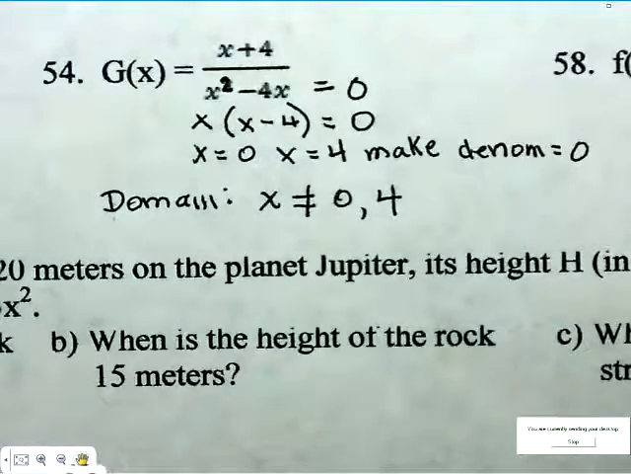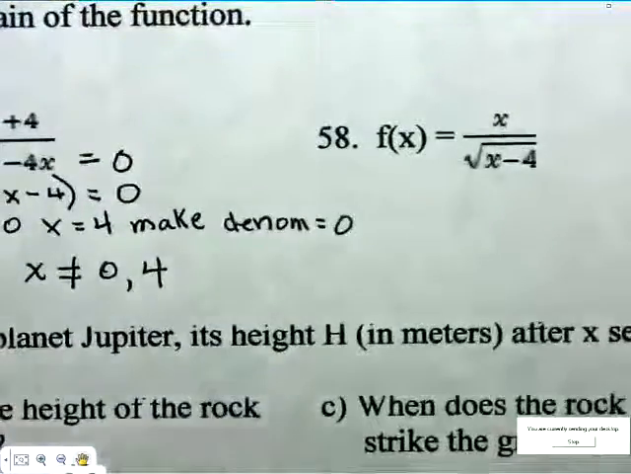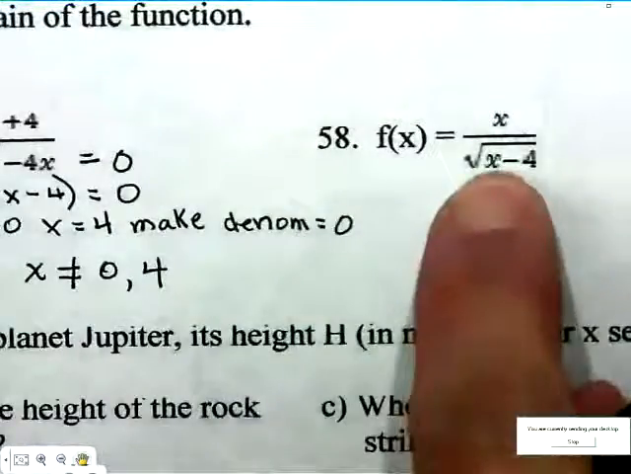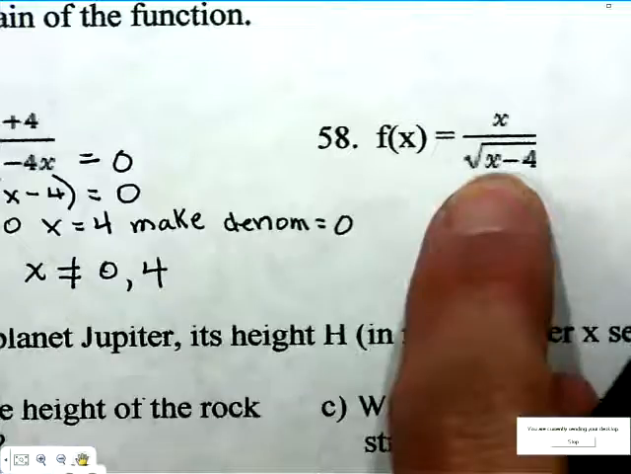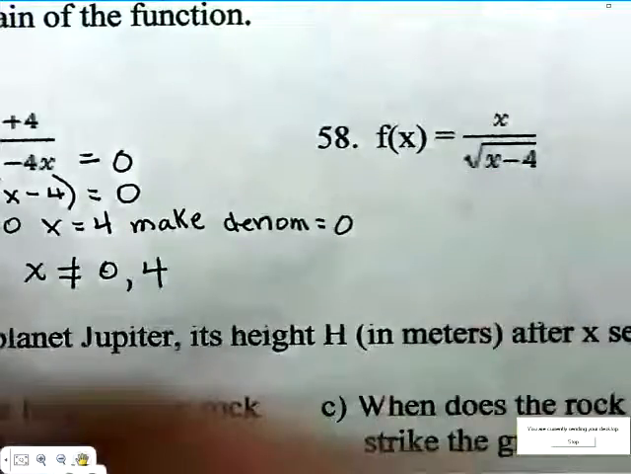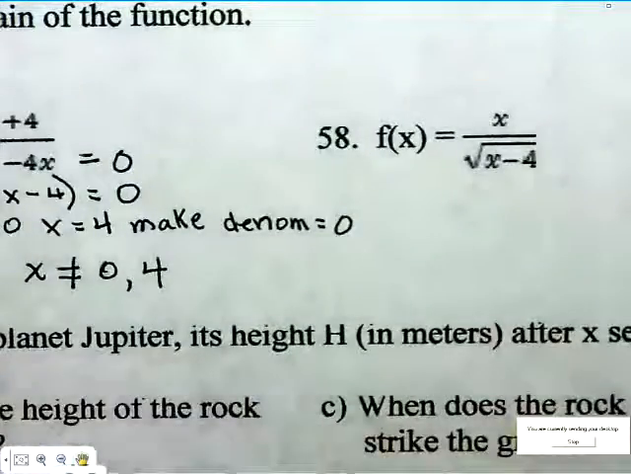All right, number 58. I have 2 things to watch out for. Not only can I not let x be anything that would give me 0 in the denominator, but I can't let x be anything that would give me a negative under the radical, because I can't take the square root of a negative number without going outside the realm of real numbers. What kind of numbers could I subtract 4 from and still get a positive?